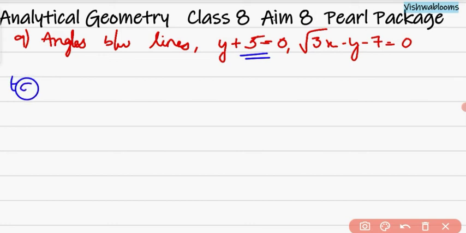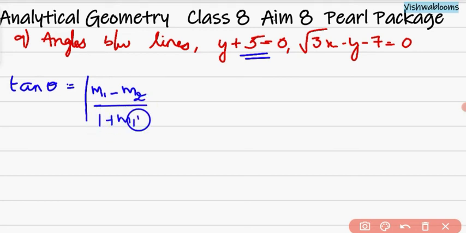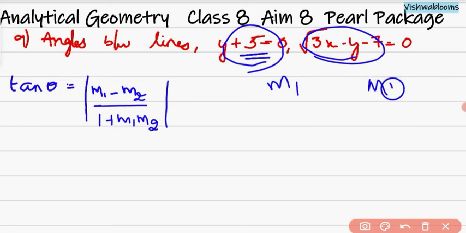For this we have a formula: tan theta is equal to, in modulus, m1 minus m2 divided by 1 plus m1 into m2, in the modulus. So this is the formula in order to find the angle between these lines. Now first thing, we have to convert these into y is equal to mx plus c. For the first equation we will find m1, and for the second one we are going to find m2.